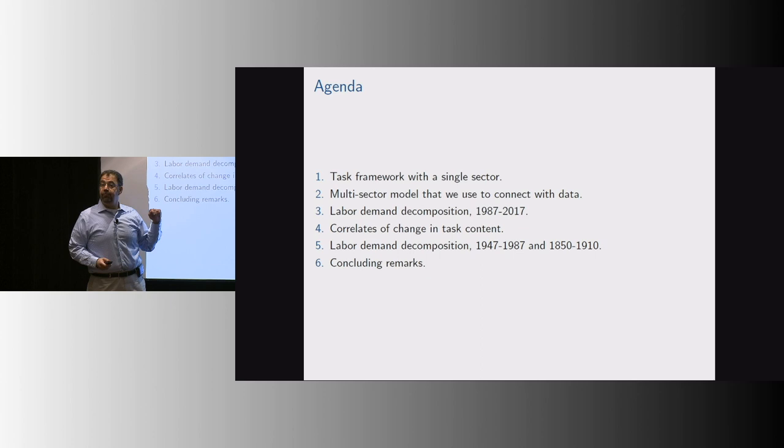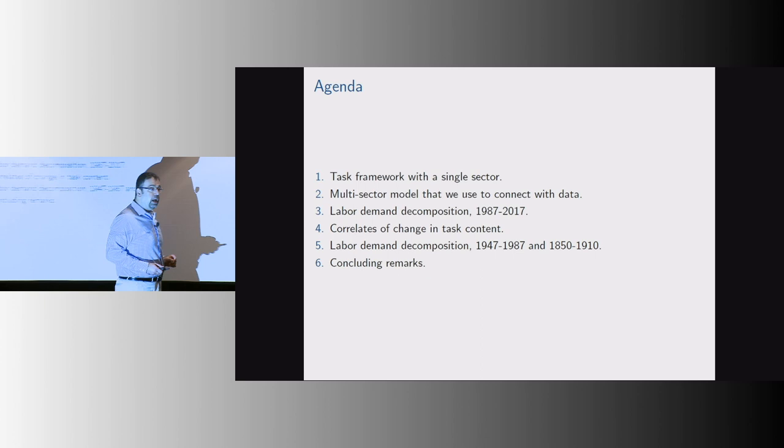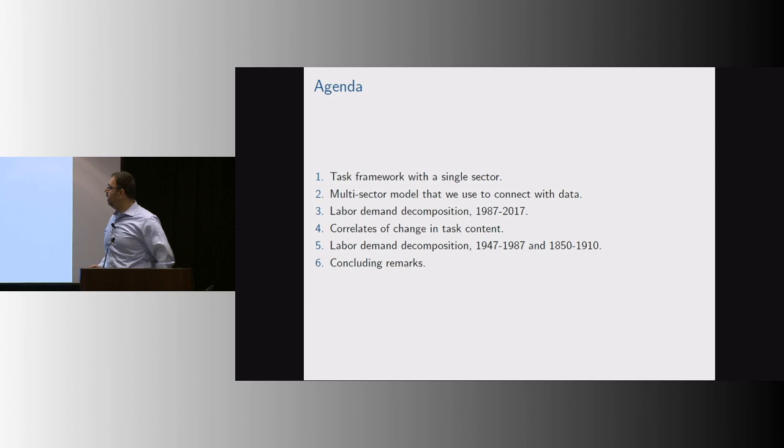So looking at the data through the lenses of that model, and using a variety of different data sources, we're then going to be able to decompose labor demand changes essentially for the last 70 years, but also going before that a little bit to the time of mechanization of agriculture, and try to make the case that the data speaks very much to the importance of the changes in the task content of production.